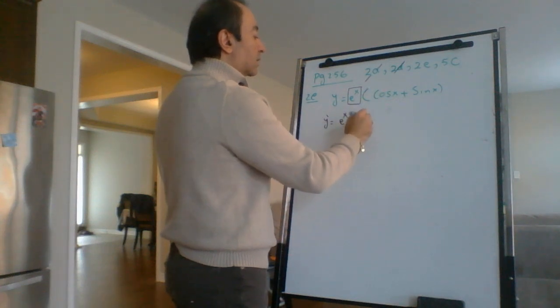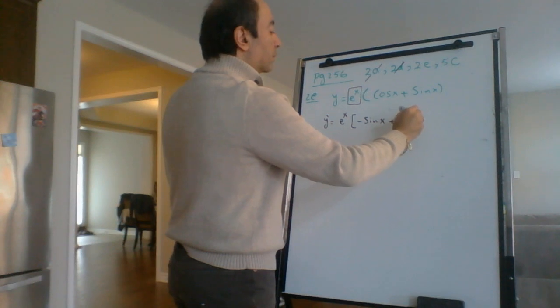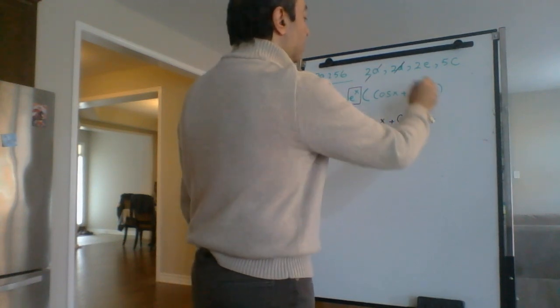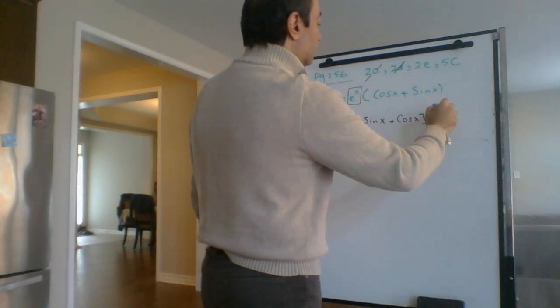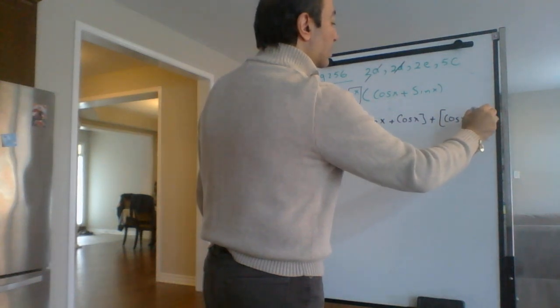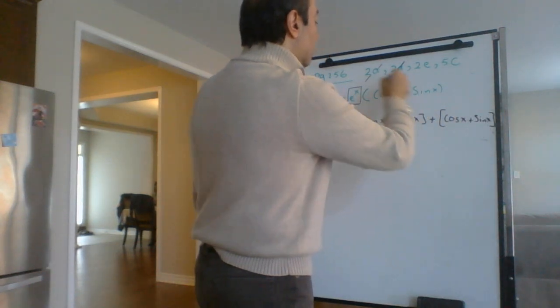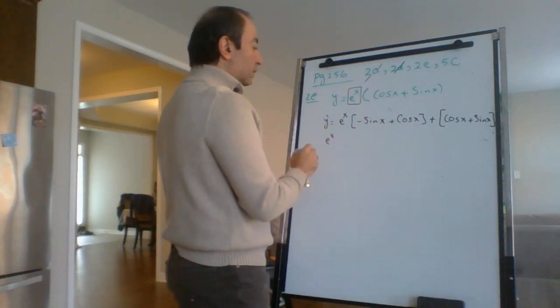So first, times the derivative of the second. Derivative of cosine is negative sine. Derivative of sine is cosine. Plus the second. Second is cosine x plus sine x, times the derivative of the first. Derivative of e to the power of x is itself, e to the power of x.